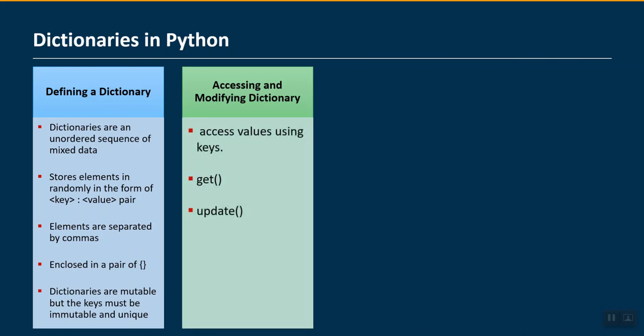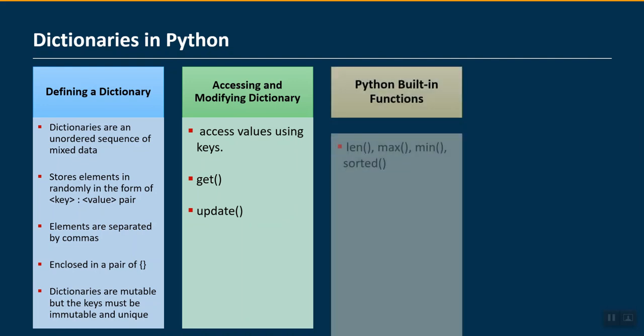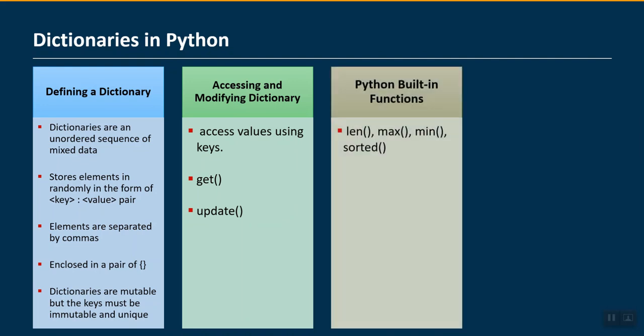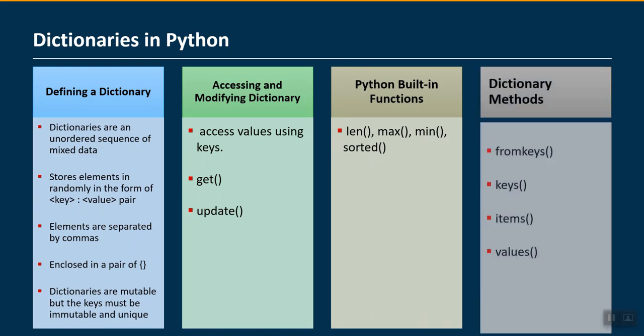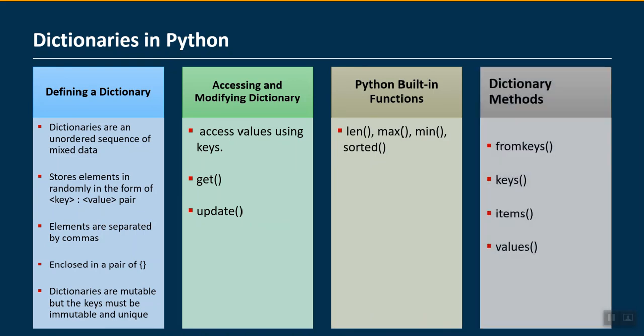We then learned how to access and modify a dictionary using the get method, the update method, and various ways to access the values using keys. We saw some Python built-in functions on dictionaries, and then we saw some dictionary methods like keys, items, values, and fromkeys.